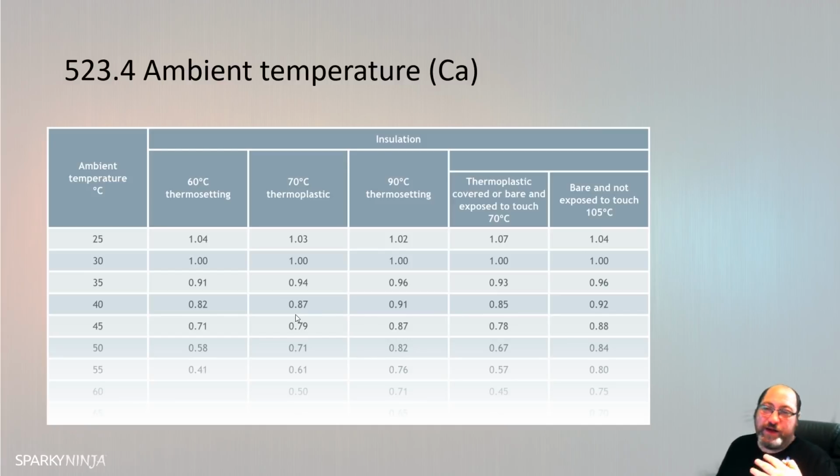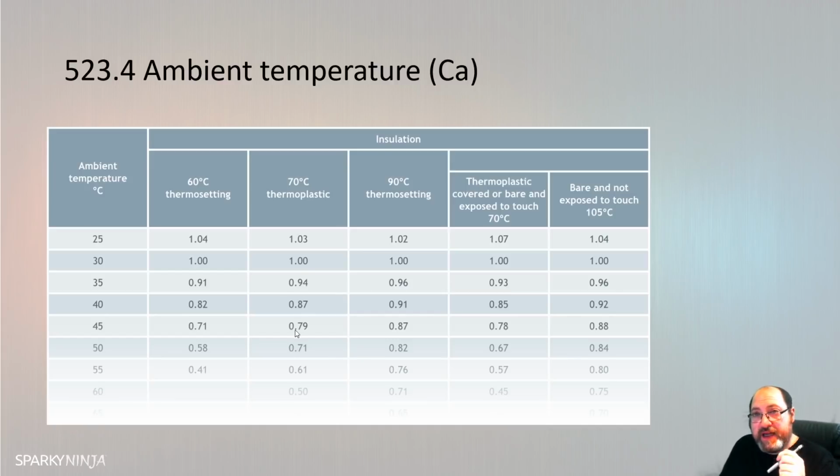So this is fairly obvious. First thing is, is your cable 70-degree thermoplastic or 90-degree thermosetting or whatever, and what is the ambient temperature, and then find your factor. Fairly simple. If you're doing tabs, it's up to you, but this would be tabbed as CA. This is where your CA is from.